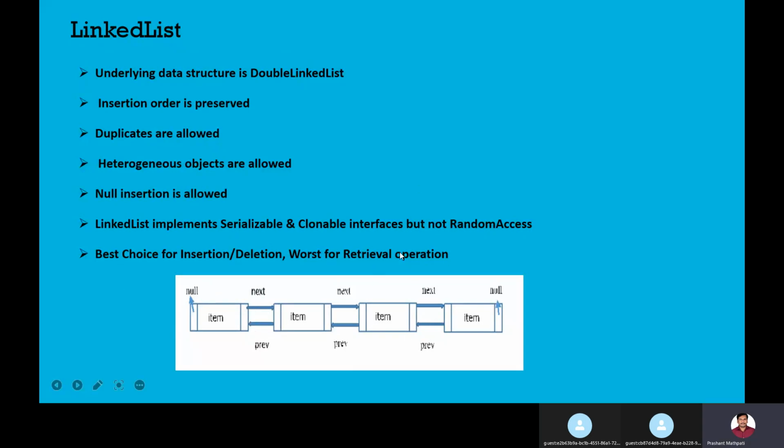But why is the retrieval operation worse here? Because if I want to find this third item, the address of the third item is where? In the second item, and the address of item 2 is in item 1. So if I want to retrieve the element from the third, what do I have to do? I should go to item 1, then I can go to item 2, then I can go to item 3. So this item 3 address is present in its previous element. So that's why it is the worst choice for retrieval operation, and the best choice for insertion or deletion in the middle.